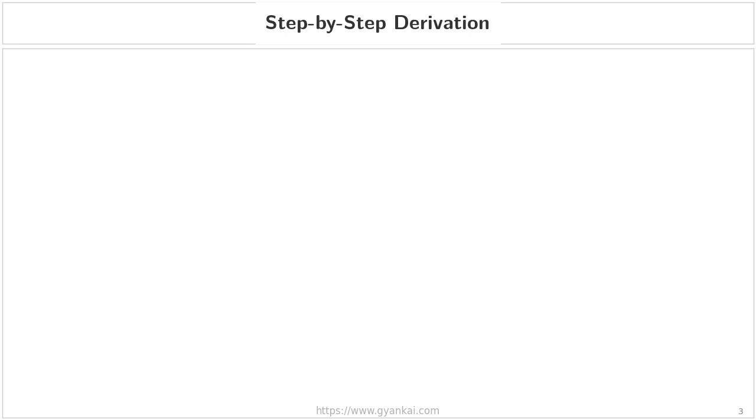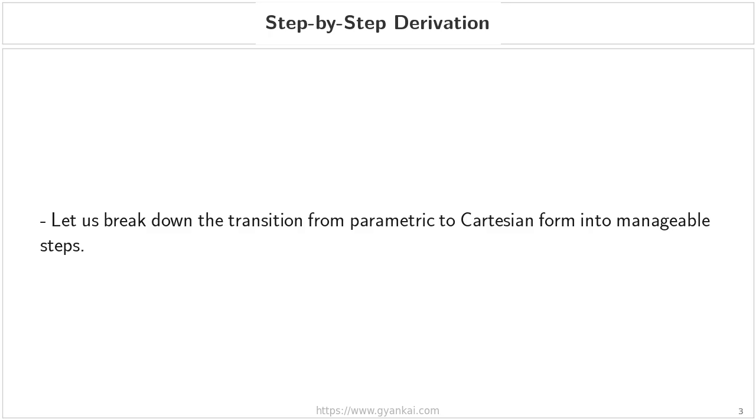Step-by-step derivation. Now that we understand the fundamental concept of how the Cartesian equation relates to the parametric form, let's move on to the actual derivation. We are going to break down the transition from the parametric form to the Cartesian form into a few manageable, logical steps so you can see exactly how the parameter lambda disappears.